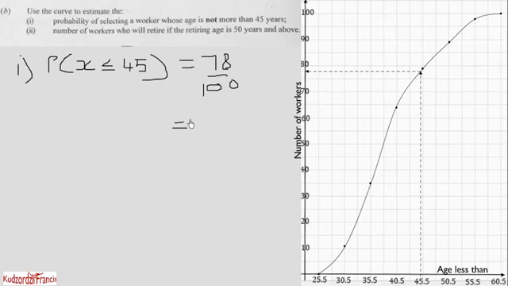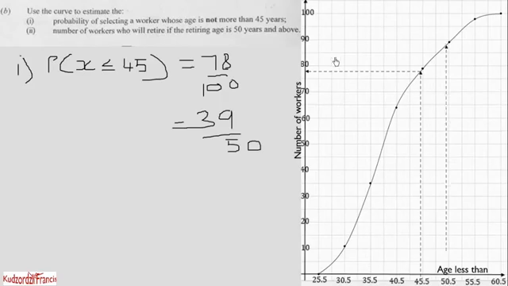Or 39 over 50. Then the second one, number of workers who will retire if the retiring age is 50 years and above. So we're saying that each of them is 0.5, so 50 will be also right here.